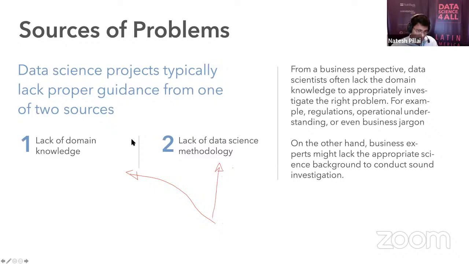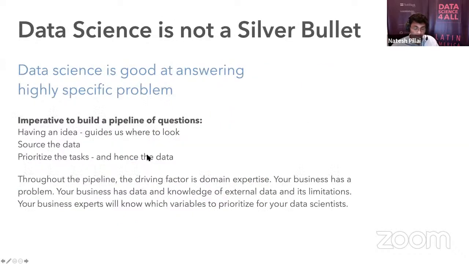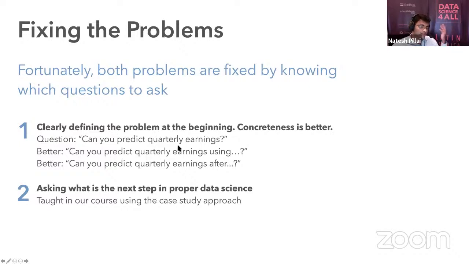You can't ask good questions without thinking through the problem. Don't think that data science is one magic bullet of doing AI and all of that. No, data science is about using your understanding of the underlying problem and then using data analytic methods to make a decision. So instead of saying, can you predict quarterly earnings, you can say, can you predict quarterly earnings using some data that you already have?